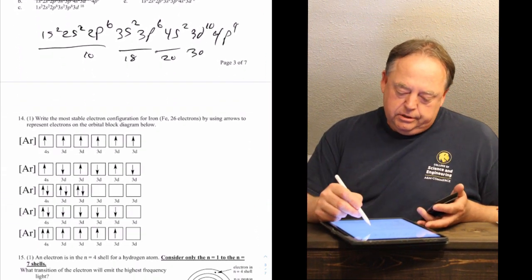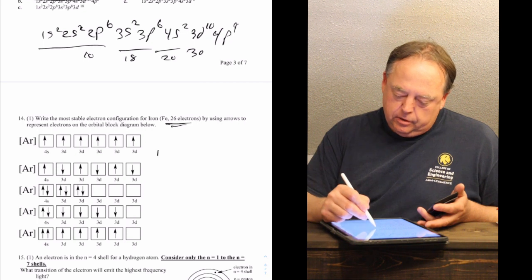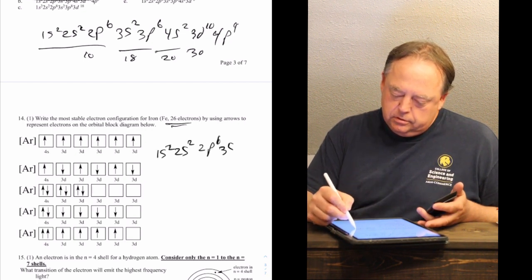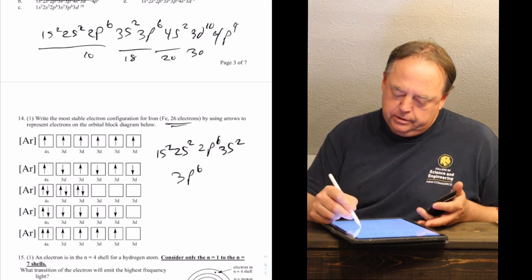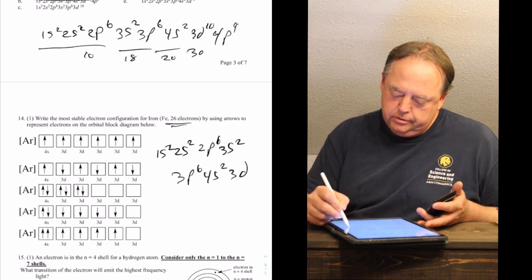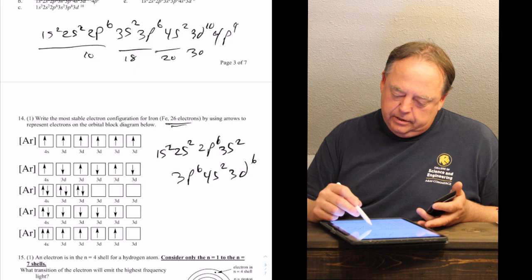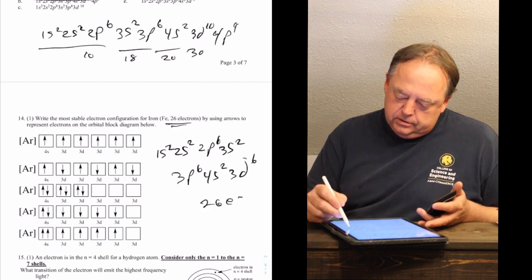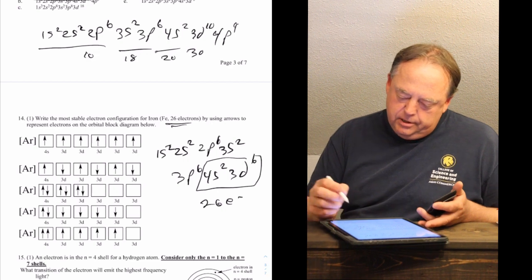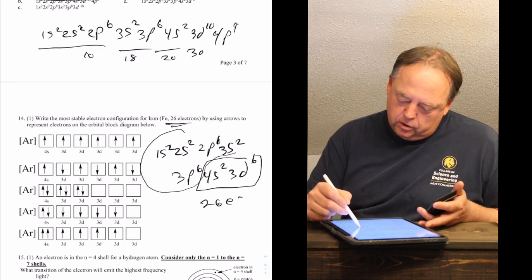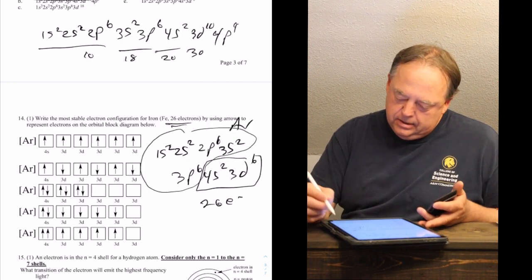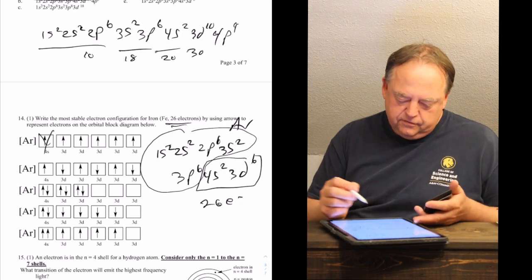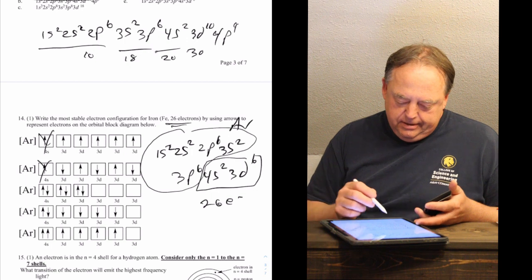Okay, so iron, 26 electrons. So iron would be 1s2, 2s2, 2p6, 3s2, 3p6, 4s2, 3d6. So that would be 10, 18, 20, so that's 26 electrons. So what's represented here, there's the core, that's argon. And then 4s2, so this can't be right because it's 4s1, that can't be right.